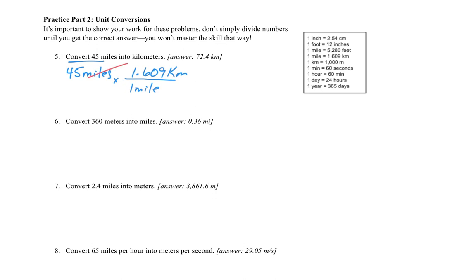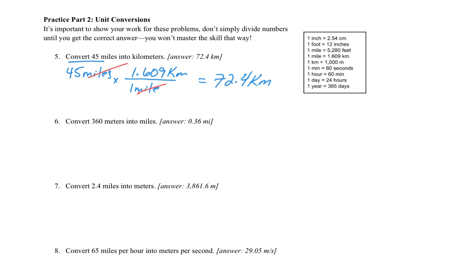Then I can see that this mile cancels with this mile because one's on the top, one's on the bottom. And now it's just become a math problem. So now I'm going to go ahead and in my calculator, I'm going to plug in 45 times 1.609, and hopefully you see that you get 72.4 kilometers. Easy peasy, lemon squeezy. Okay.